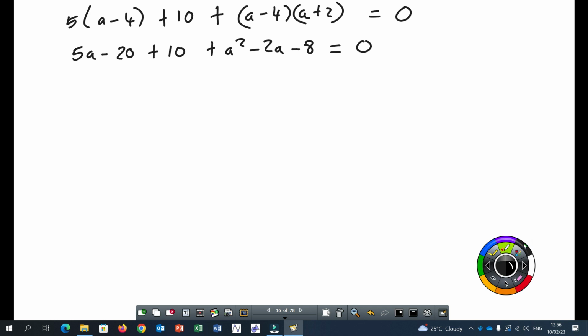So here we'll get a squared, 5a minus 2a will get positive 3a. Then minus 10 plus minus 8, I'll get minus 18 equal to 0. Now please allow me to use the quadratic formula to carry on from there. But it can be factorized. But I'm not going to use factorization, I'm going to use the quadratic formula.